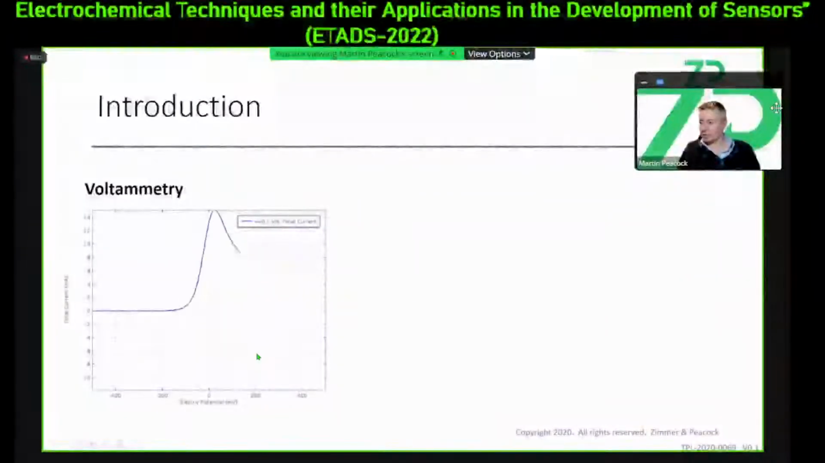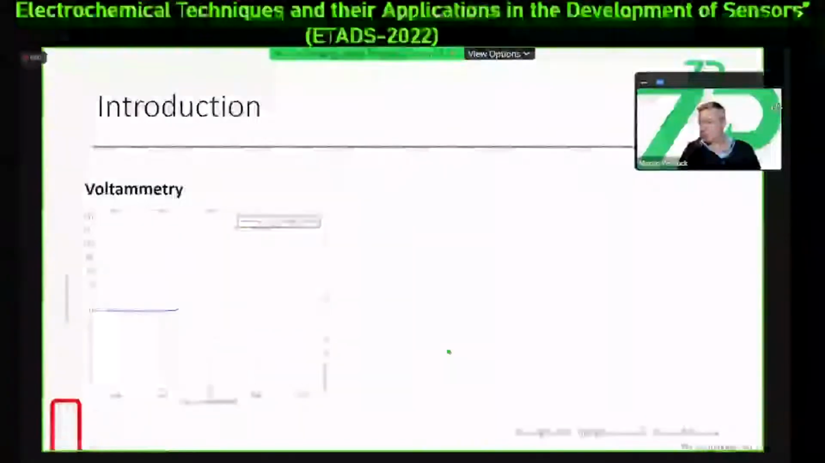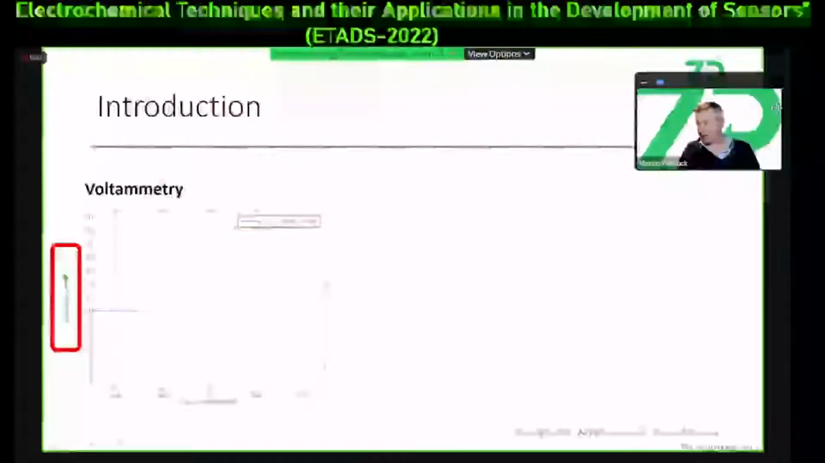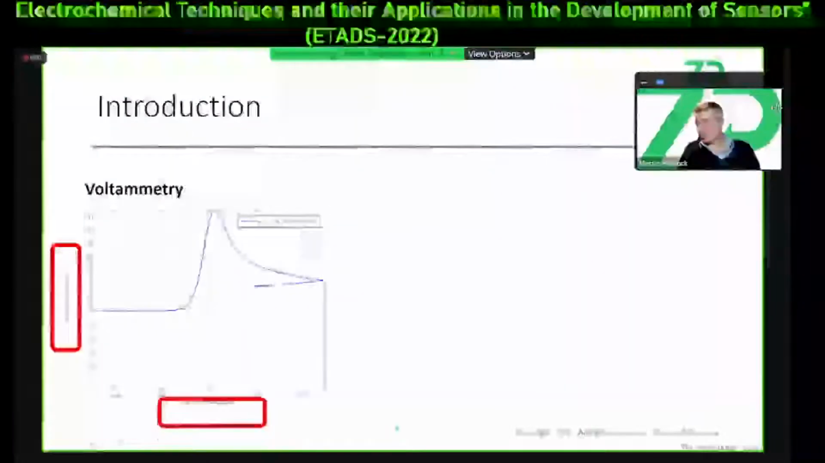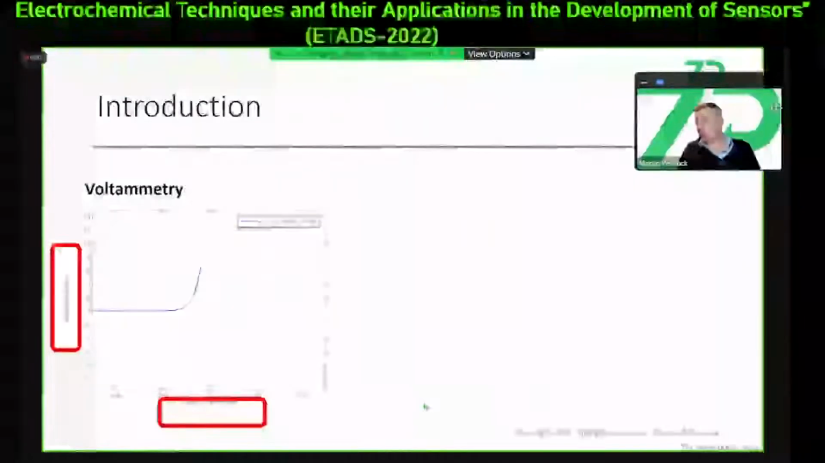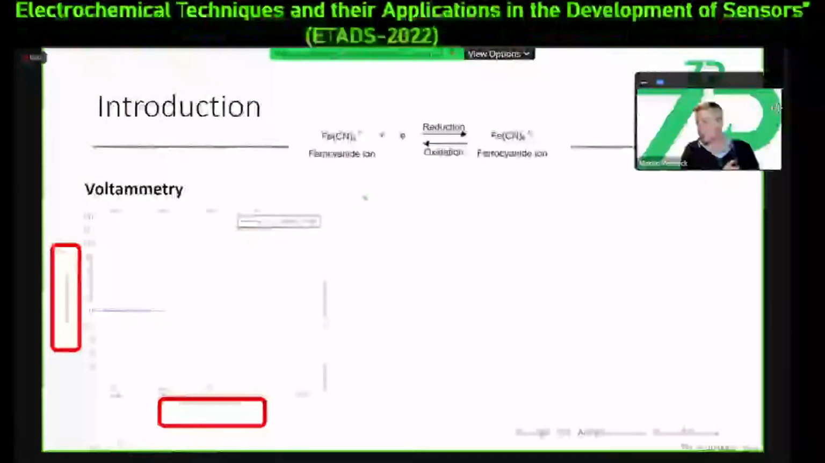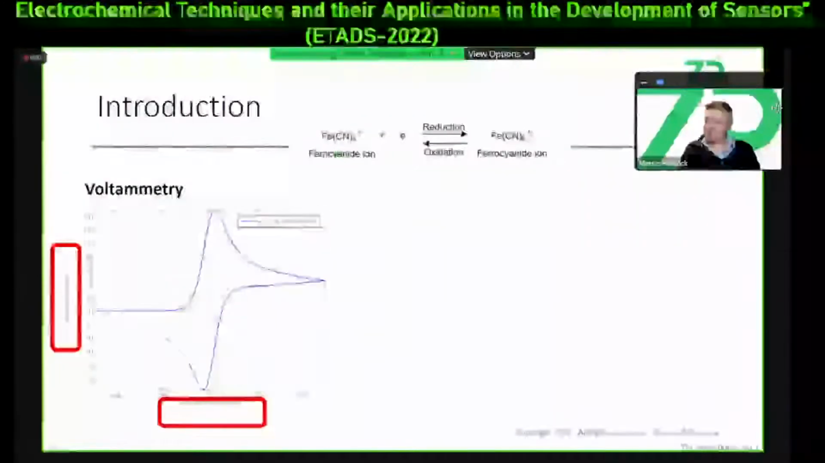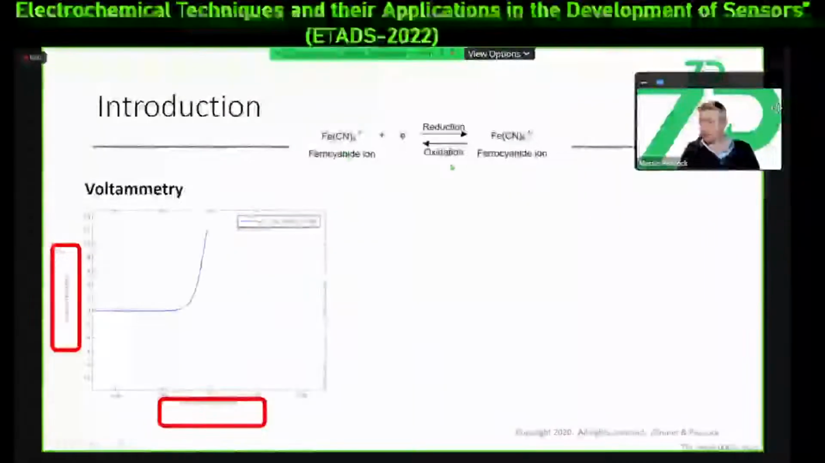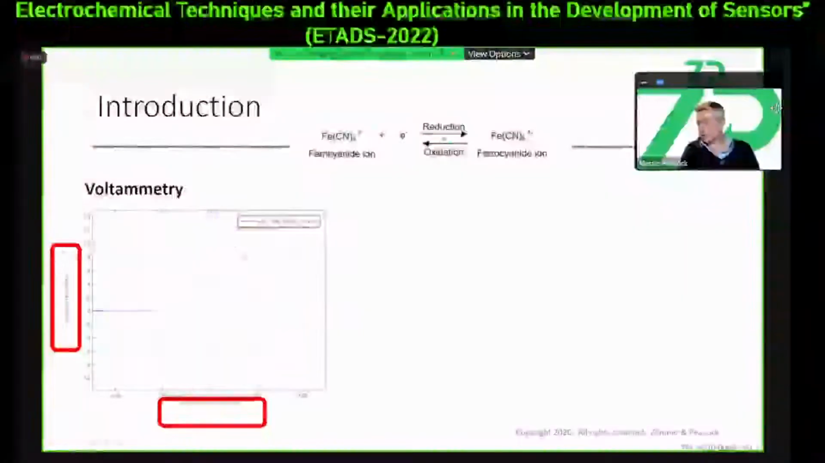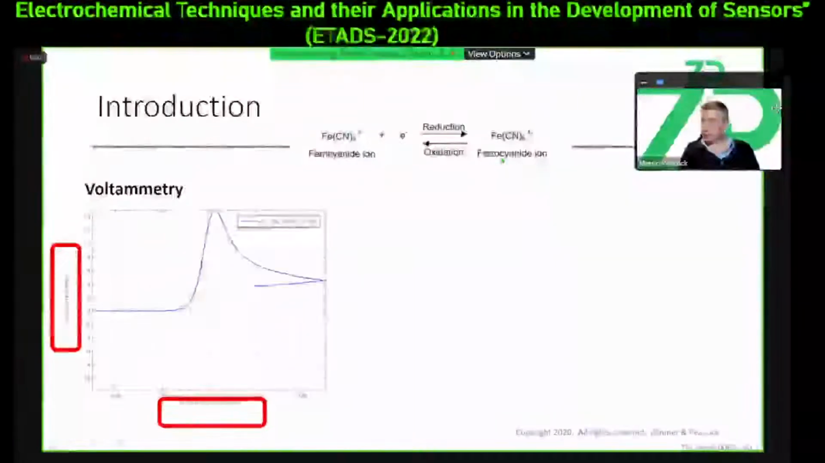With voltammetry, it's not always explained to people what's actually going on. On one axis, we essentially have current, and on the other axis, we have voltage. The molecule that we'll be oxidizing and reducing today is ferricyanide, which can be reduced to ferrocyanide, and the ferrocyanide can be reoxidized to give ferricyanide.